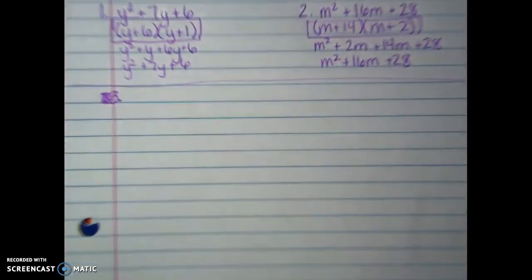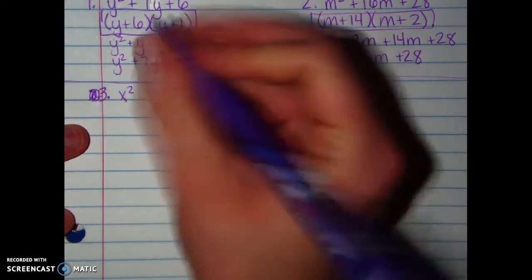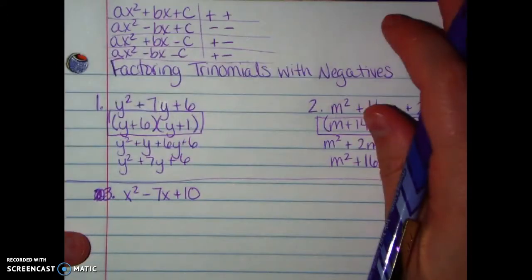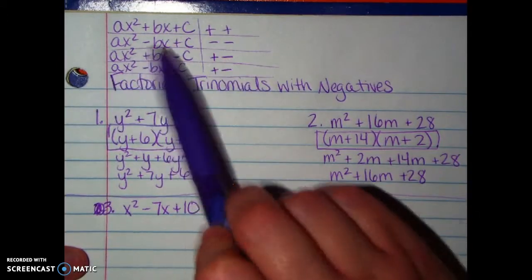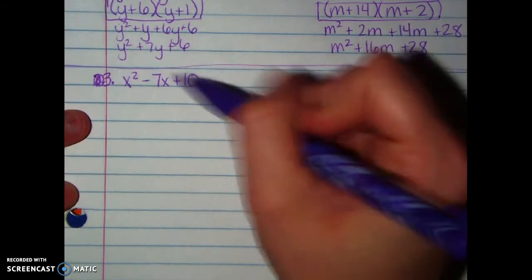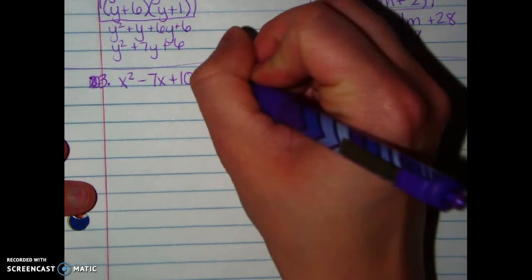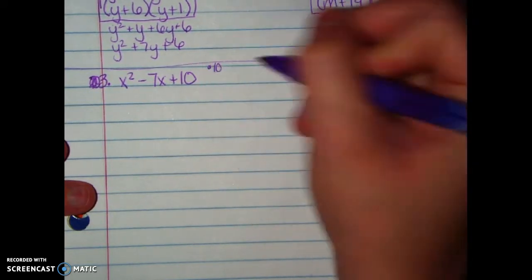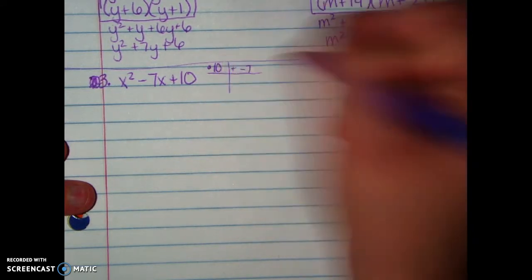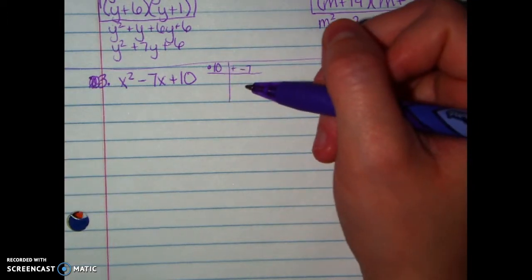So this is number 3. For number 3, I'm going to put it as x squared minus 7x plus 10. Now, according to this table up here, let's see, it's a minus plus. So I'm looking for 2 negative numbers. So 2 negative numbers that multiply to get me 10 and add to get me negative 7. I'm going to bring back the table that I had in the notes yesterday. So multiplies to get 10, adds to get negative 7. Okay, so I know both of the numbers will be negative.